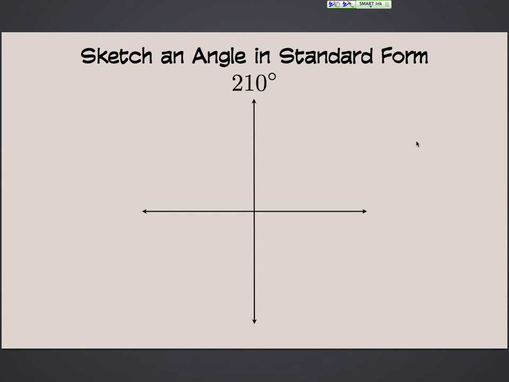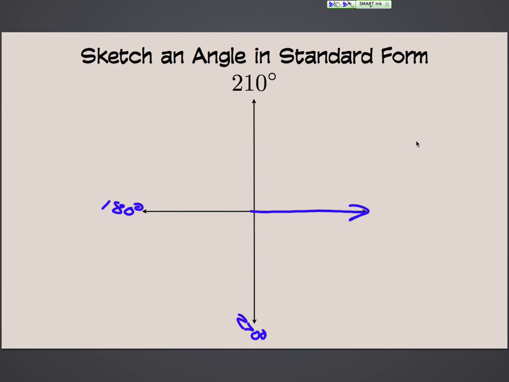So we always start out drawing my initial side. And then the next thing I have to do is figure out where my terminal side needs to go. So I need to figure out what quadrant 210 degrees is going to end up in. Quadrant 3. How do you know that, Roshan? Well, 90, 180, and then it'll be. Alright, so I know right here is 180, and I know down here is 270, so that means 210 has to be in between those two, correct?